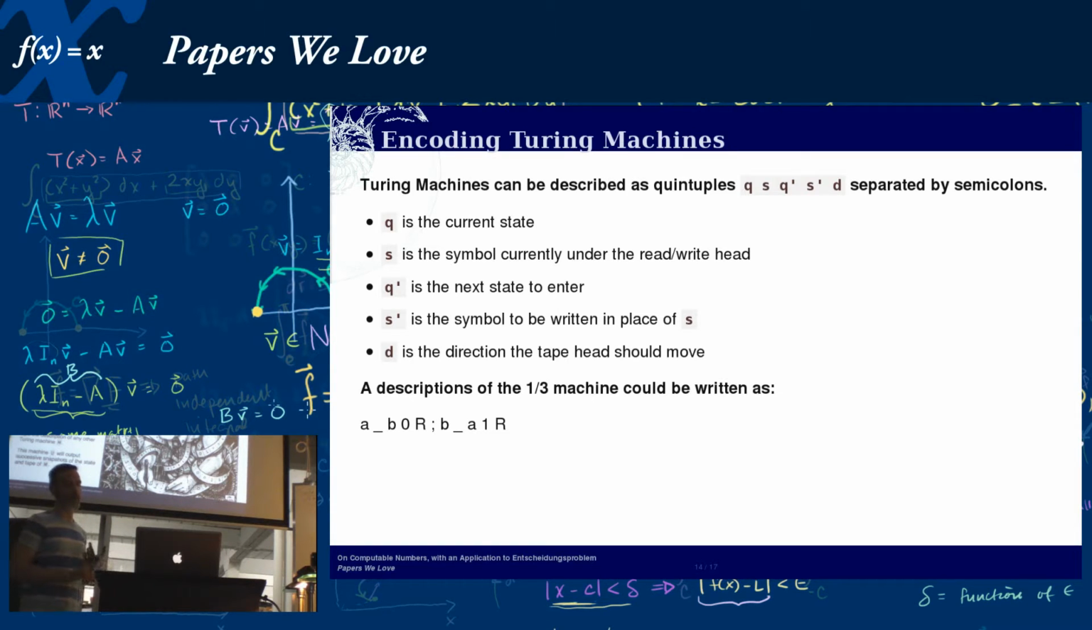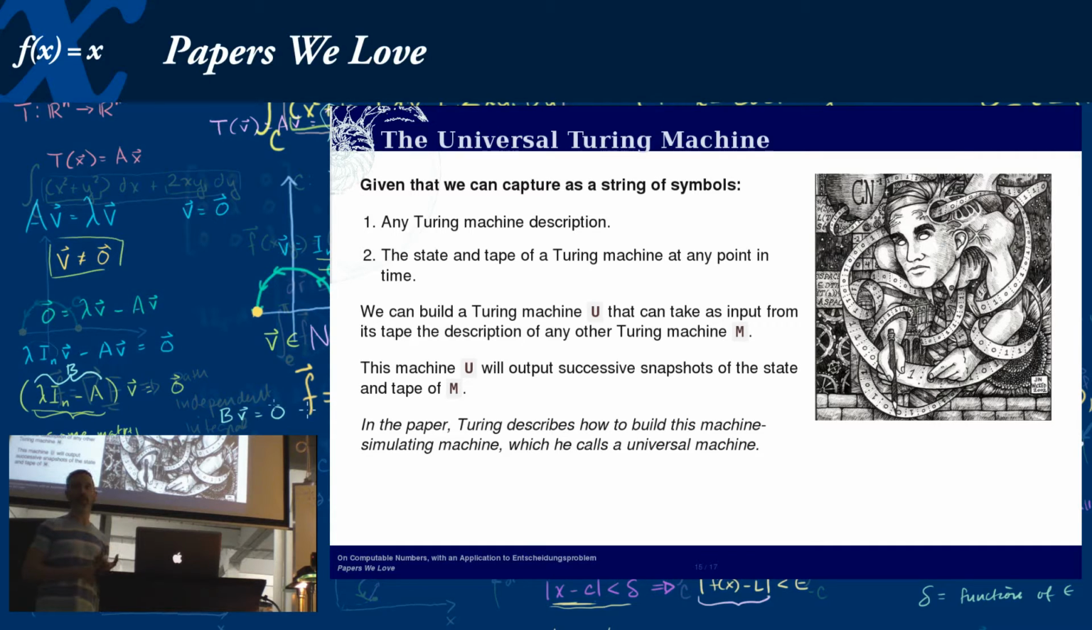And what it's going to do is it's going to be able to simulate any Turing machine that you give it a description for. So that means we can build a Turing machine U that can take as its input on its tape the description of a machine M, and then U is going to output successive snapshots of the current state of the simulated machine and the current tape of the simulated machine. And so it's going to be able to simulate any given Turing machine.